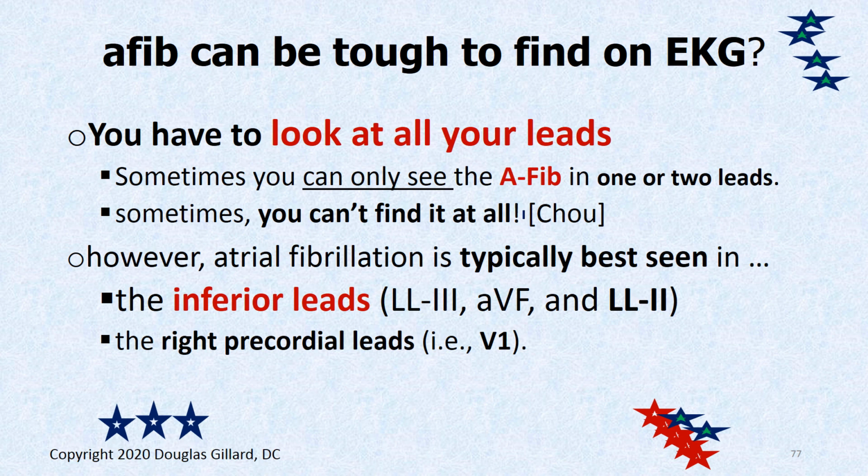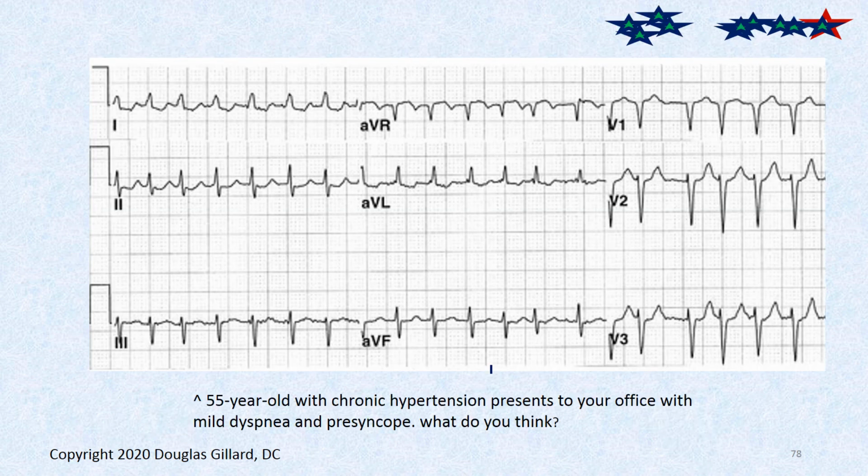All right, yeah, it can be tough to find. You have to look at all your leads sometimes. As I said, sometimes it shows up in the precordial leads. So look at all your leads. It's best seen in the inferior leads, like our favorite limb lead 2 and 3 and aVF. And V1 of the precordial leads is another good place to spot this one.